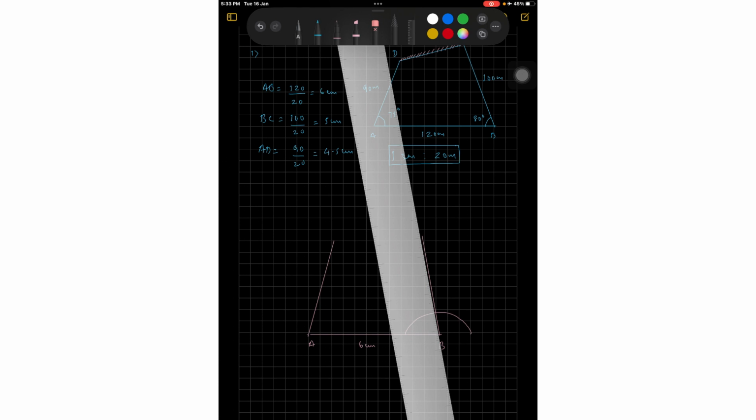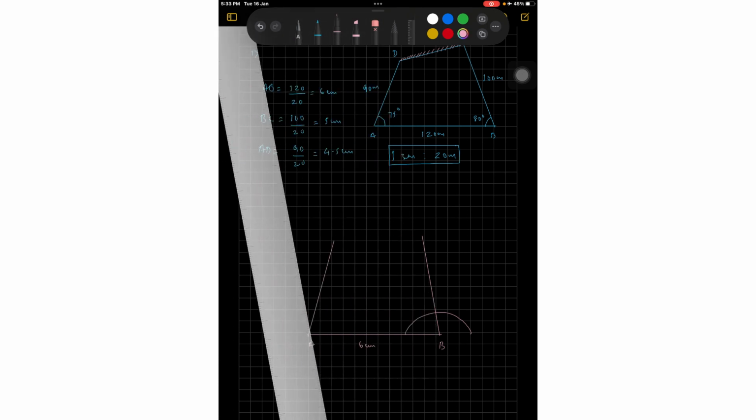So I get that. And this will be 5 centimeters. You see, you can use a compass for that purpose. It's better.